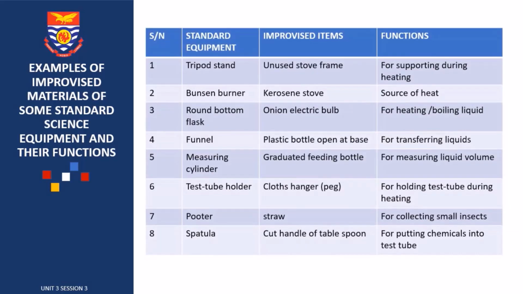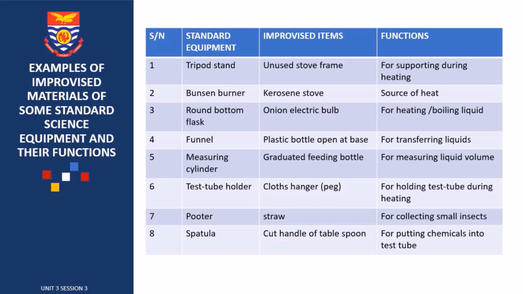Now, let's look at other examples. Let's start with the funnel. Funnel is used for transferring liquids in the lab. The improvised version could be the open base of a plastic bottle. When you have an empty plastic bottle, you can cut it into two. The opening at the base can serve as a funnel for transferring liquids. Also, the measuring cylinder, normally used for measuring liquid volume, can also be improvised. The improvised item could be a graduated feeding bottle of a child.